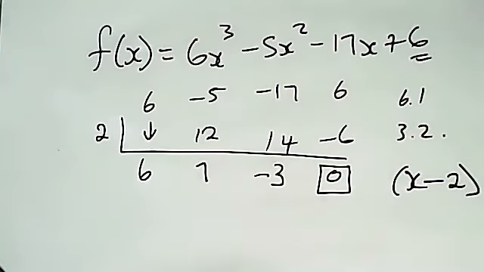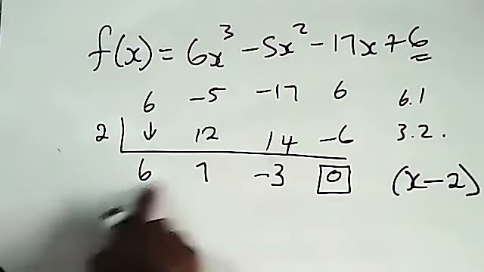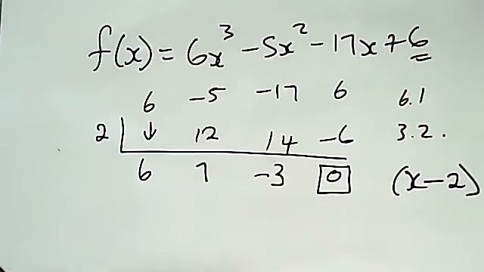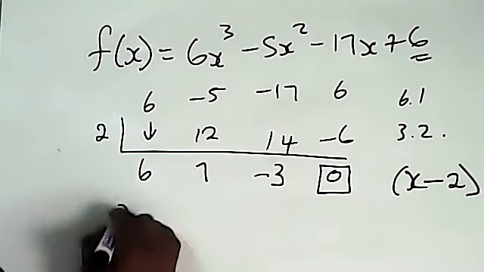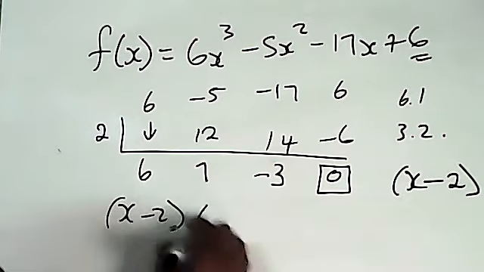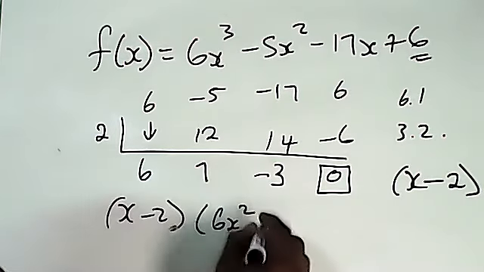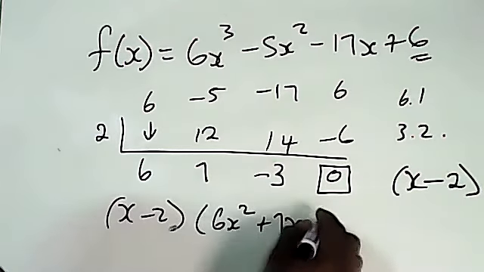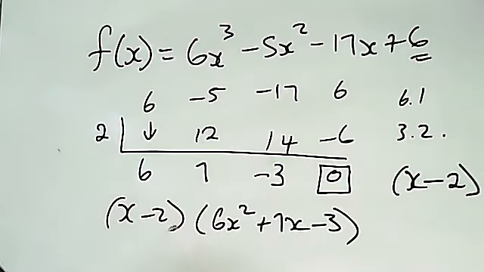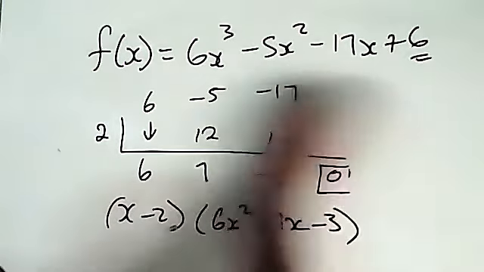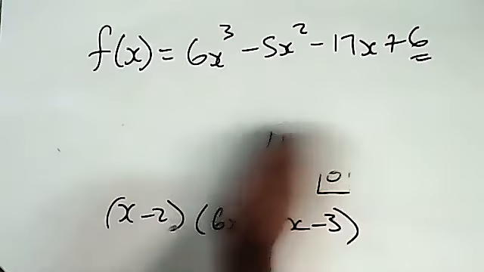So we go back again. Remember, this is for x squared, this is for x, and this is for the constant. After we now know the factors, it will be x minus 2, and then 6x squared plus 7x minus 3. These are the factors, right?